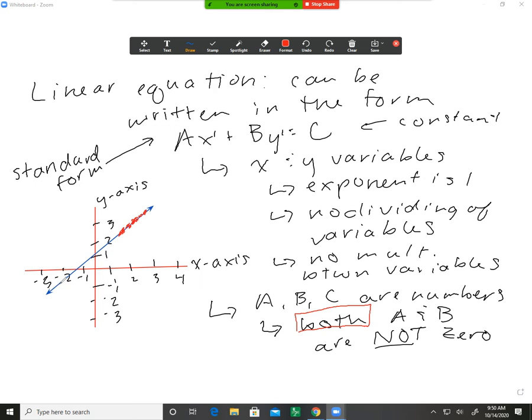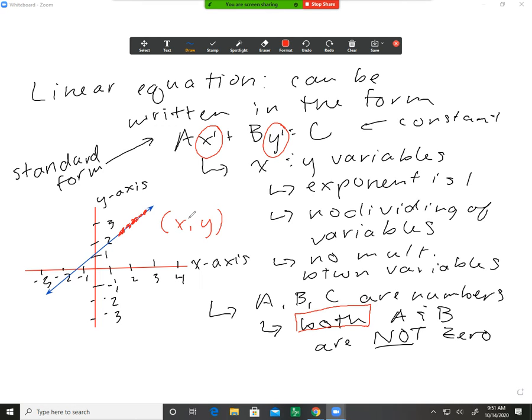So what this line is representing are solutions for our linear equation. If we look back at our linear equation, we've got two variables, x and y. Our solutions for our linear equations have an x value and a y value. If we think about a point on a graph, it's an x value and a y value. So each point is a solution to your equation.